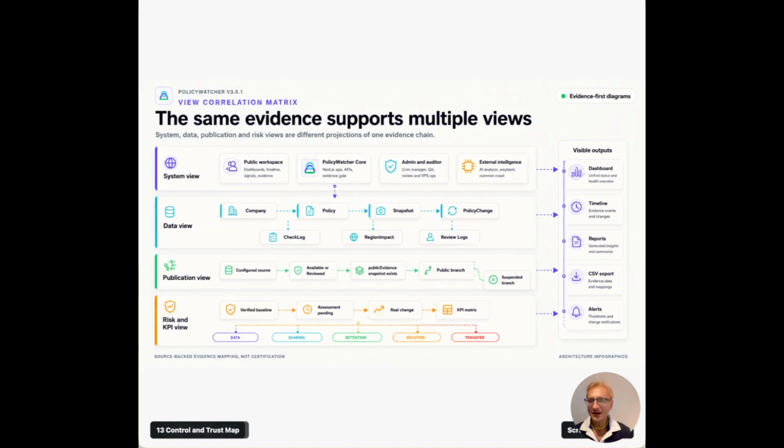Slide 11, correlation metrics. This slide shows an important design idea. The same evidence chain supports multiple views. The dashboard, timeline, report, CSV export, and chart are not just separate stories. They are different projections of the same underlying evidence. They reduce inconsistencies and make it easier to explain how the public insight was produced.